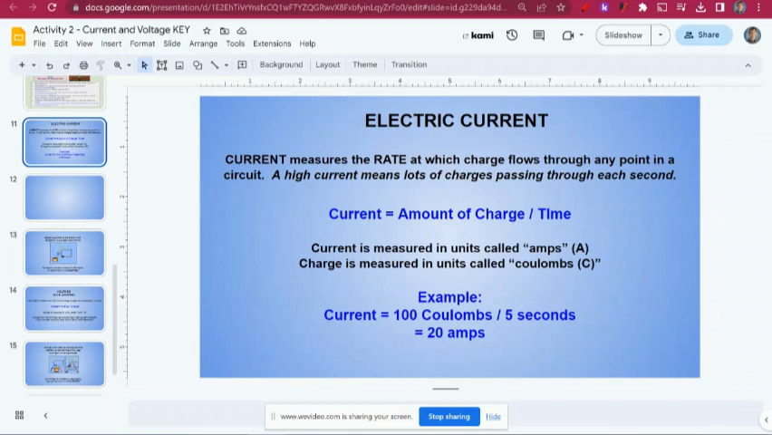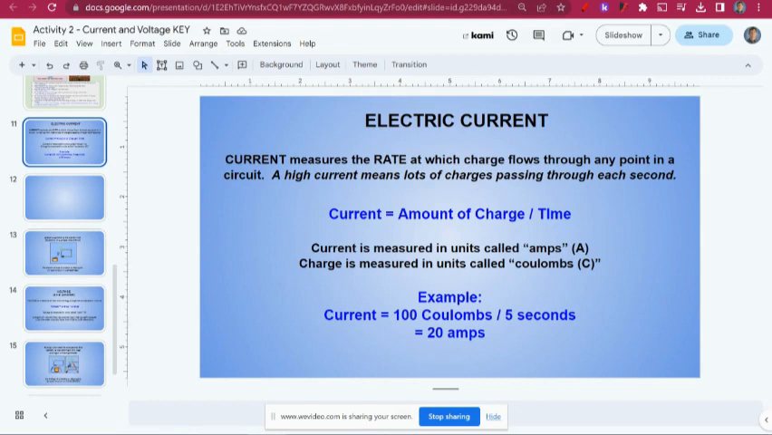It says electric current measures the rate at which charges flow through any point in a circuit. Guys, if you have a high current, that means a lot of charges are passing through each second. So kind of like a definition in terms of math, a formula, if you will, would be that current is equal to the amount of charge passing through the circuit divided by the time that it takes. Current is measured in units called amps. Okay, that's the letter A. Charge is measured in units called coulombs, and that symbol is C.